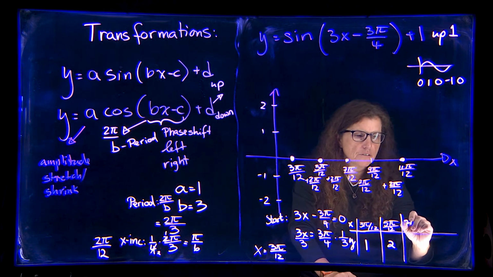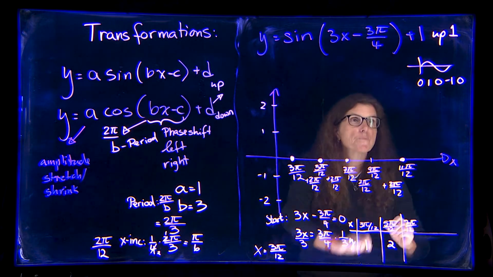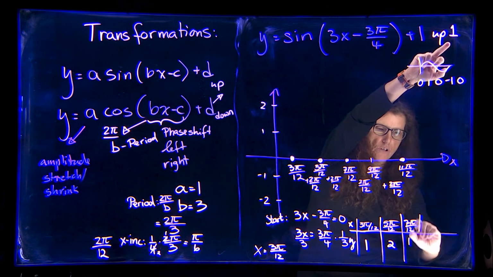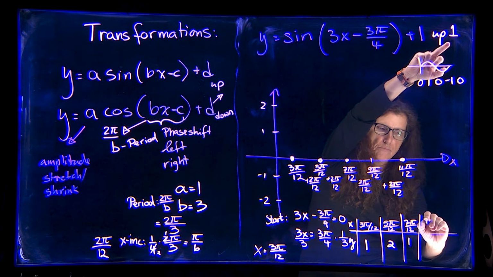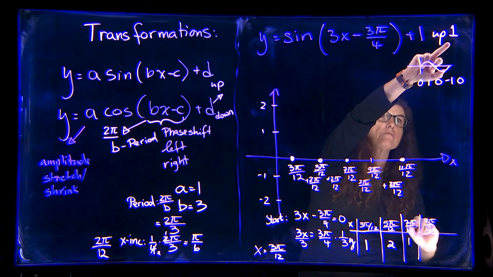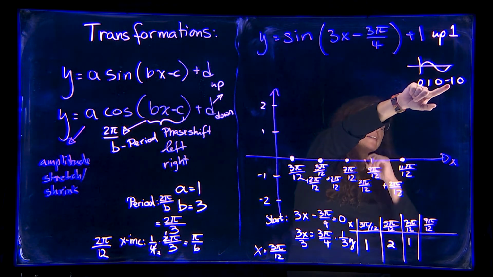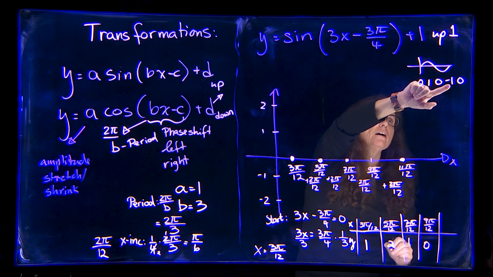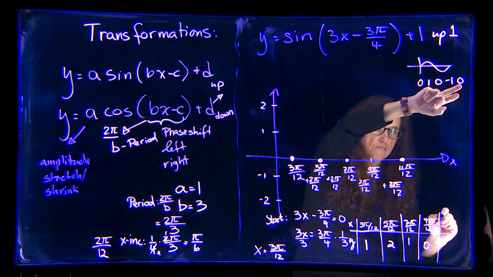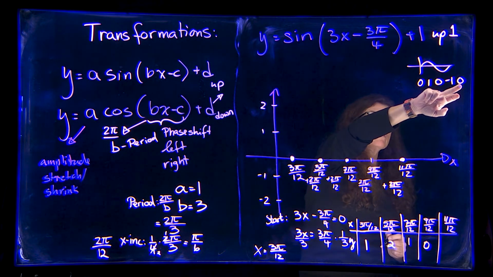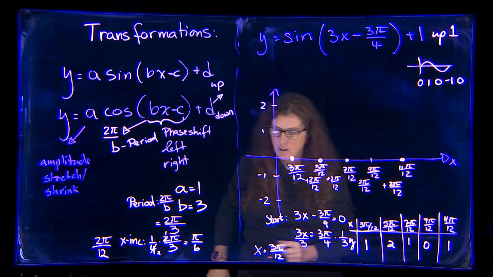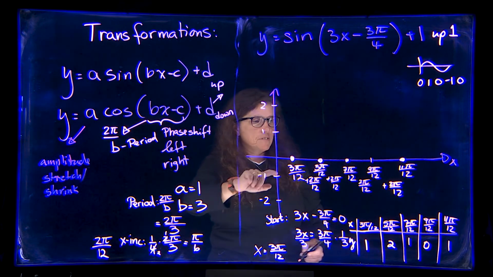Okay. So where are we? 7 pi over 12. We have a 0 again, plus 1 is 1. 9 pi over 12, -1 plus 1 is 0. And then we have a 0 with 11 pi over 12. That's where our first period ends. Plus 1 is 1. Okay, so let's graph this.